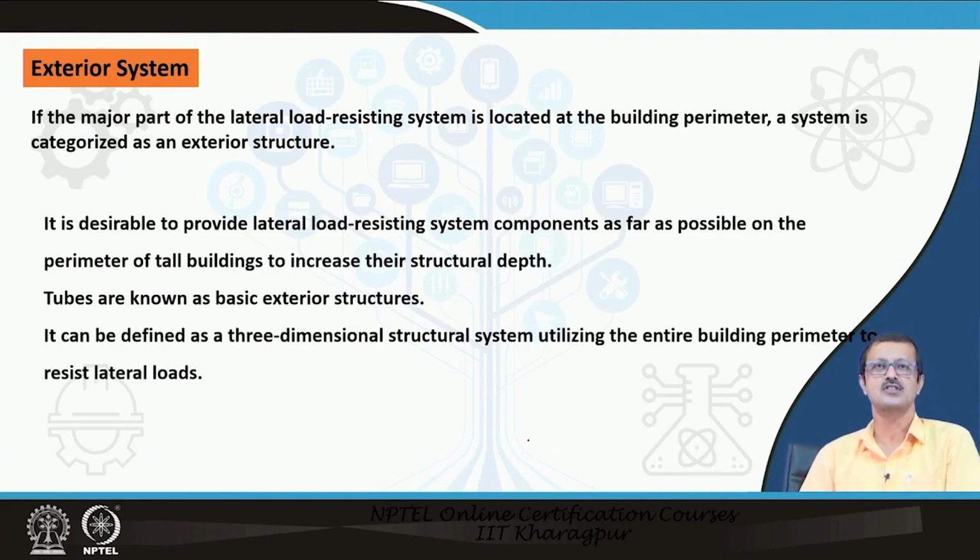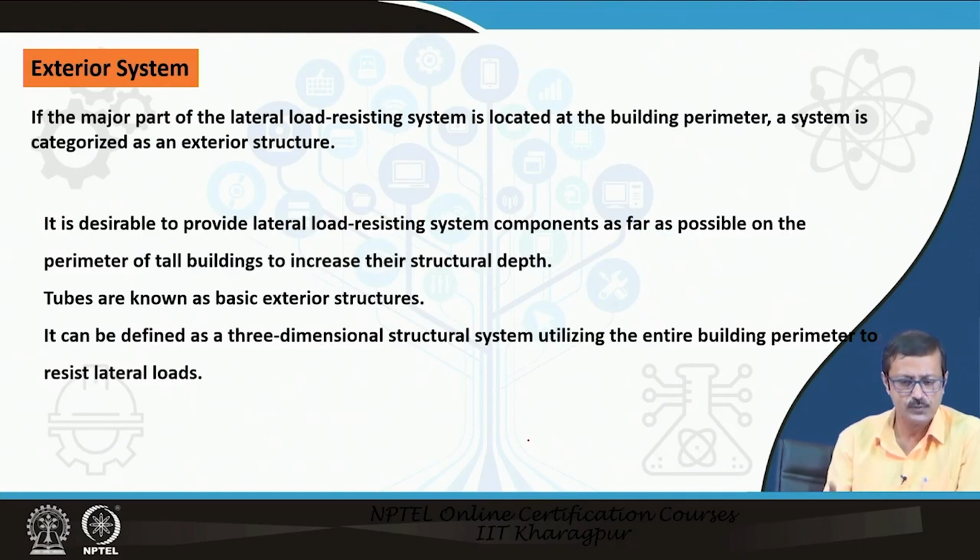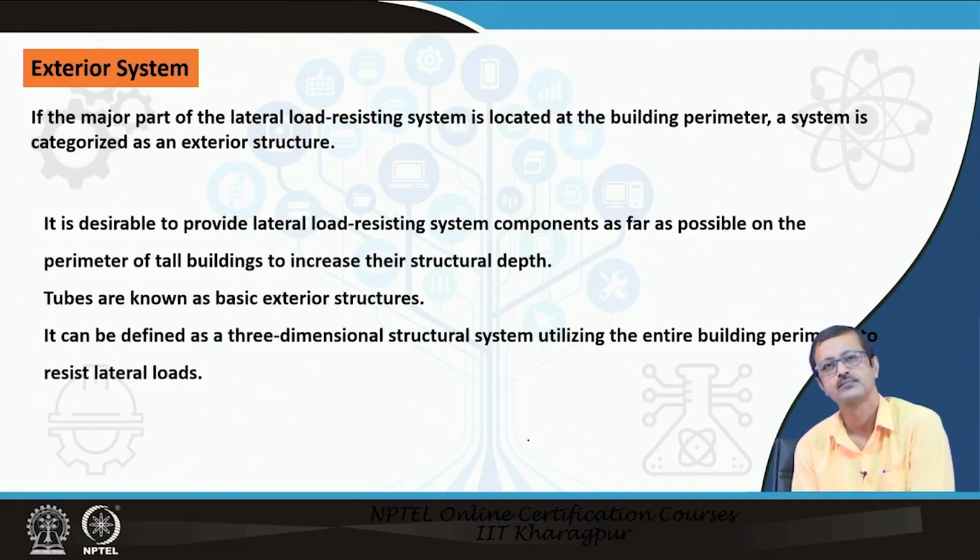So, the exterior system came into the picture. The interior system has a problem, because the interior core is fine, that is going to take care of the lateral load resisting frame, but the total building has to be seen in a different way, and that has been taken into account. The major part of the lateral load resisting system is located in the outside, or the perimeter. So, it is desirable to provide the lateral load resisting system components as far as possible at the perimeter of the building to increase the structural depth, which is very important.